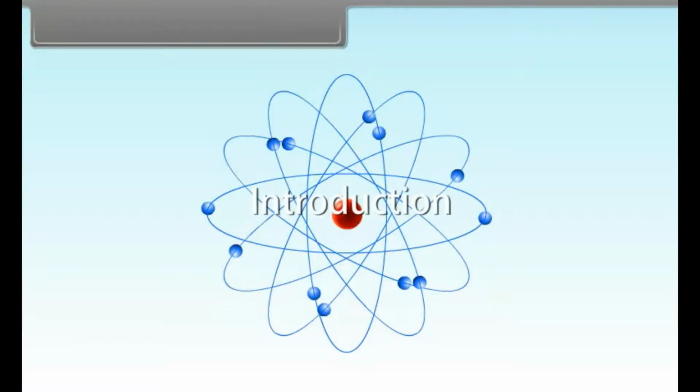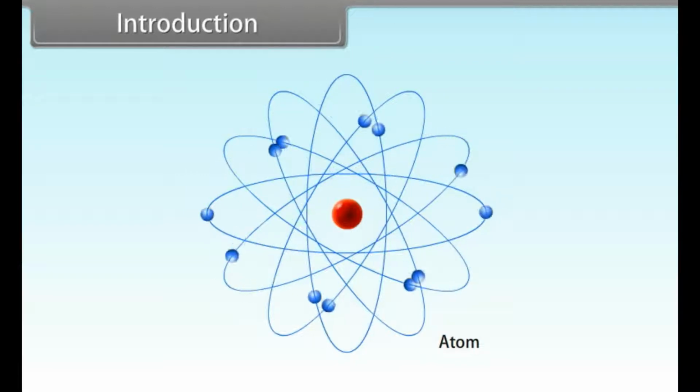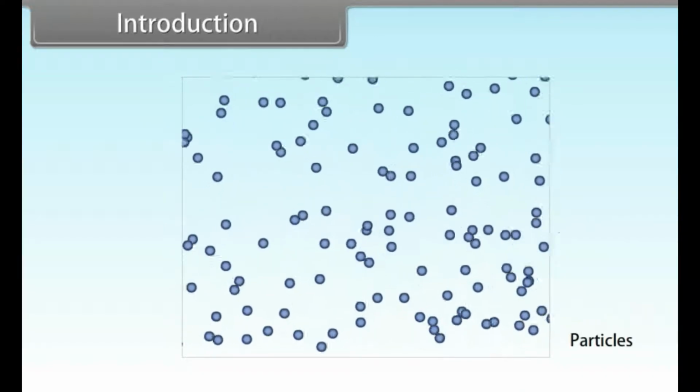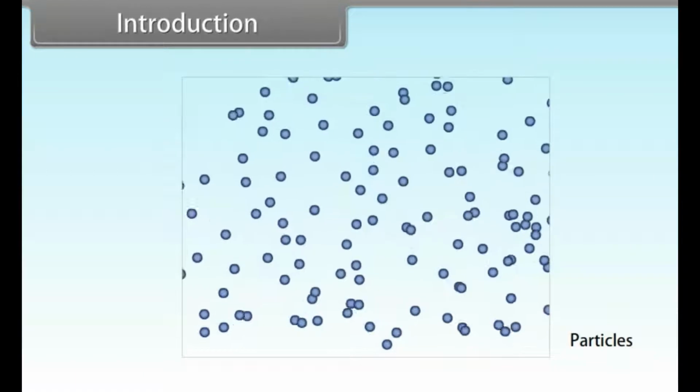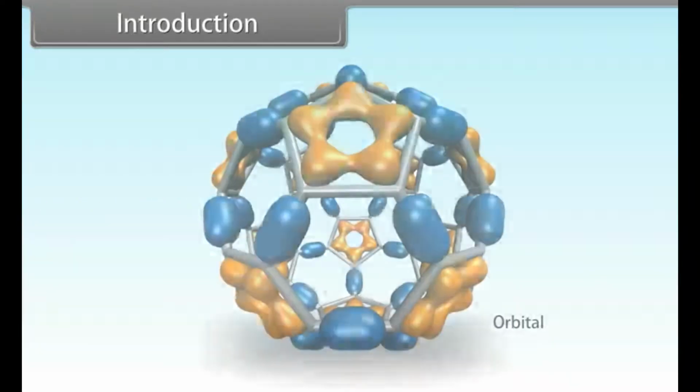Introduction. Hey kids, today we will learn the quantum mechanical model of the atom. Matter has dual behavior, wave as well as particle. Heisenberg's uncertainty principle is only applicable to small particles such as electrons. The region of the atom where the probability of finding the electron is maximum is called an orbital.